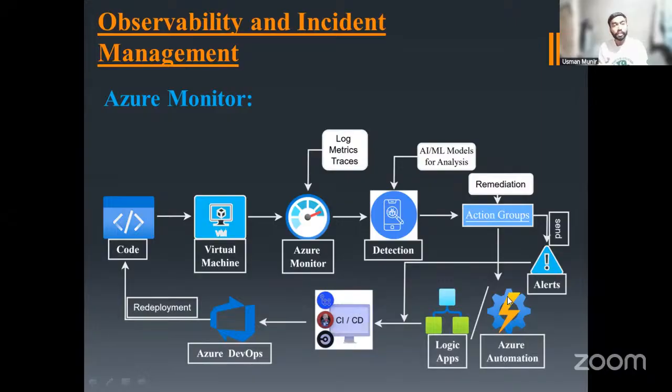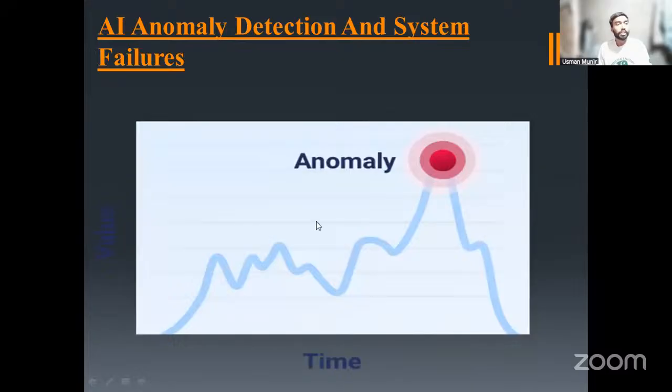They trigger runbooks or predefined scripts used to do the mitigation servicing. So the CI/CD pipeline, they use Azure DevOps to redeploy the code again in Azure Monitor. So the next is AI anomaly detection and system failures.